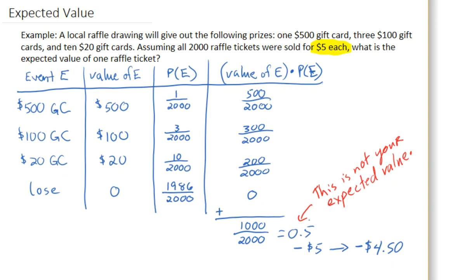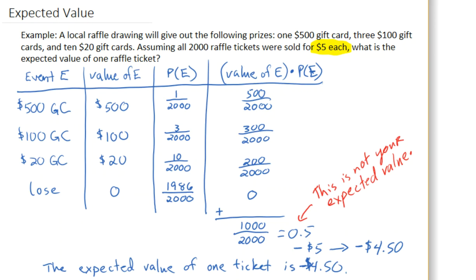So once you figure out this number, whatever it is, then that's only your expected value if there is no cost. If there's a cost to play, you have to subtract that off, and then that gives you the expected value. So the expected value of one ticket is negative $4.50. So on average, people can expect to come out behind on this raffle. You could probably deduce that just by thinking about the probabilities, but expected value laces probability with cost.